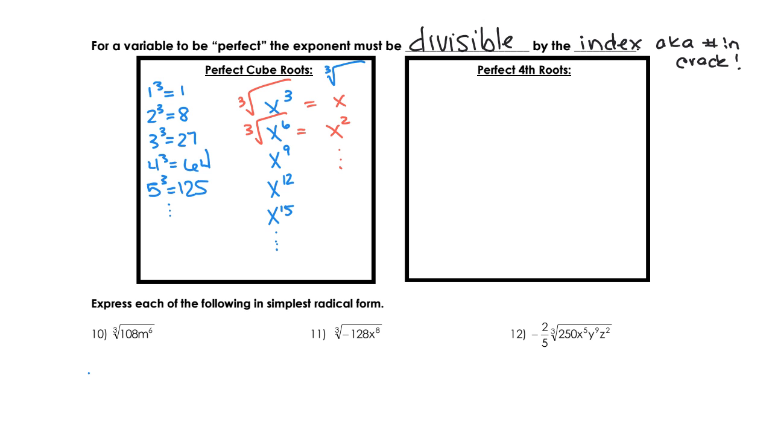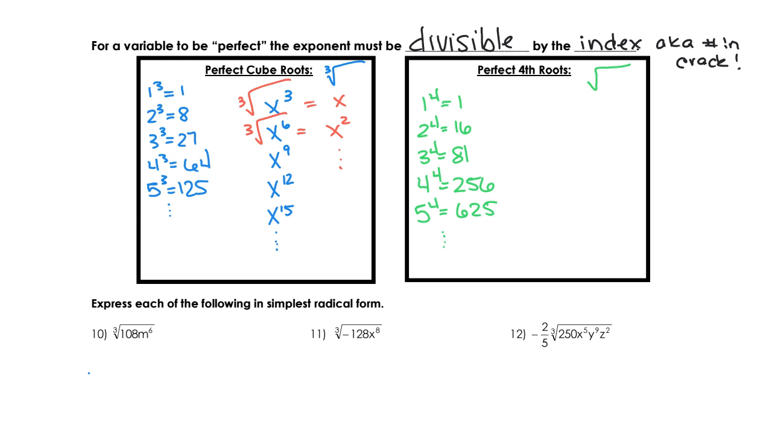At the same time, we'll make our perfect 4th root list, so we would change our exponent to 4. 1 to the 4th is 1, 2 to the 4th is 16, 3 to the 4th is 81, 4 to the 4th is 256, 5 to the 4th is 625, and they continue on.